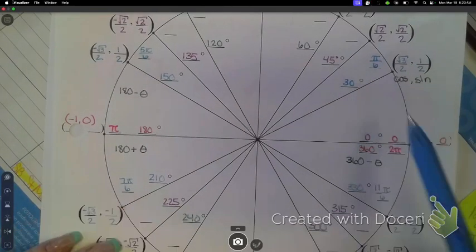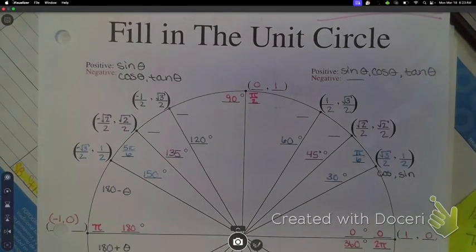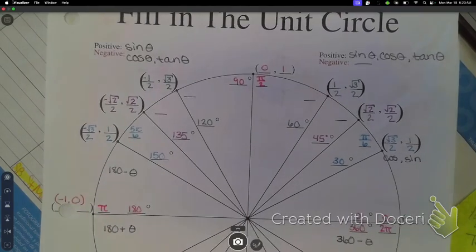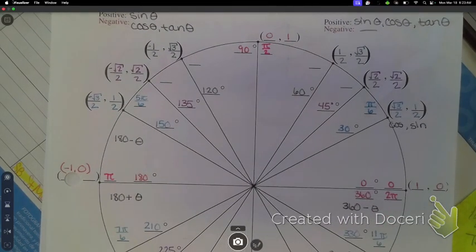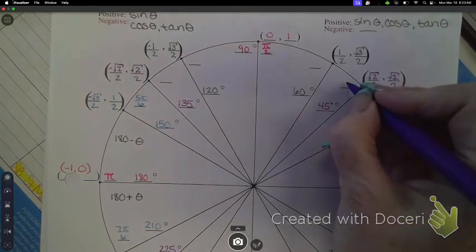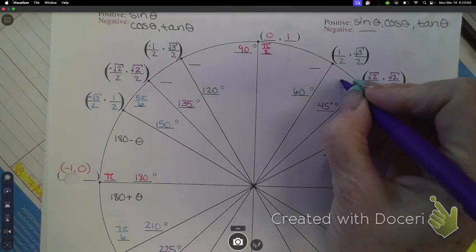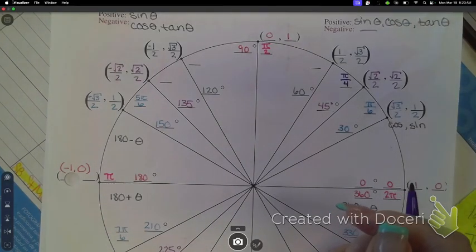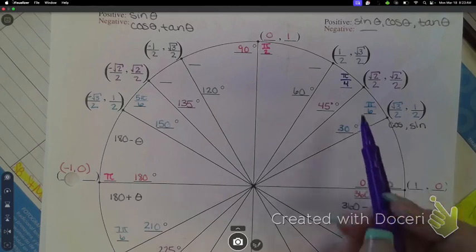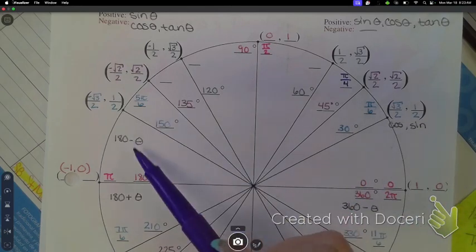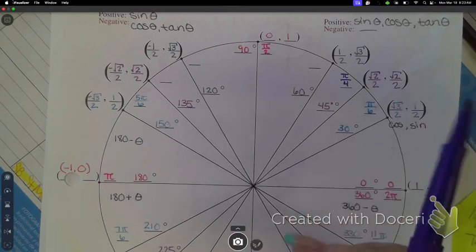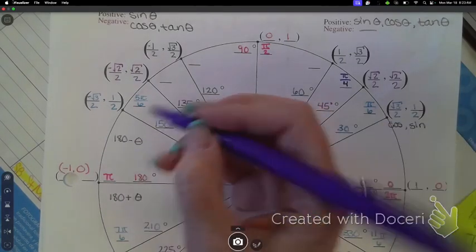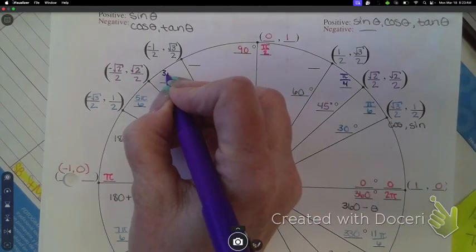Okay, so let's go 45 then. How many times does 45 go into 180? 4. So we have pi over 4, or 1/4 of pi. So what's my 45 in the second quadrant? 135. So I'm 1 less than a whole, so it's 3 pi over 4.